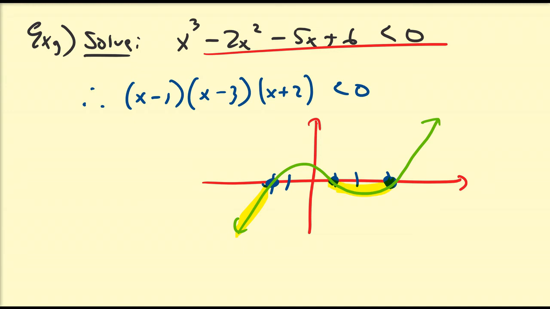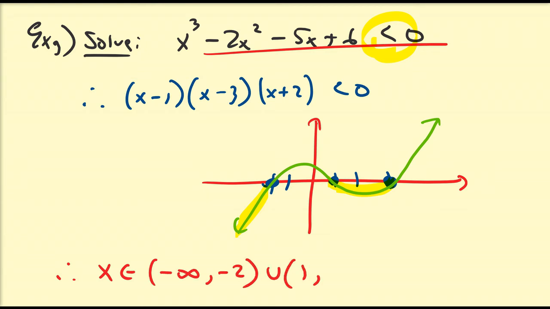And remember, we're not going to be including the x-intercepts because we want to know when it's strictly less than 0. Therefore, the solutions to this inequality are going to be minus infinity up to -2, union 1 to 3. And that's just based on our graphing skills of polynomials.